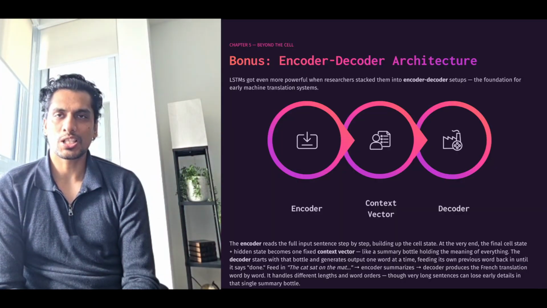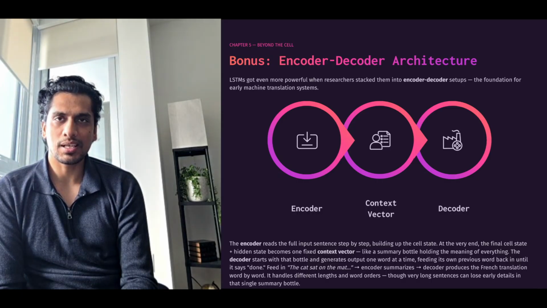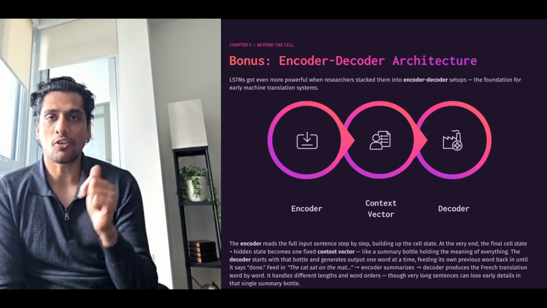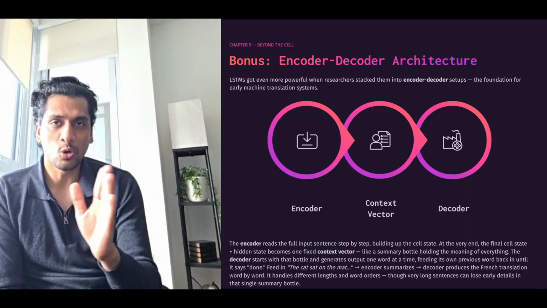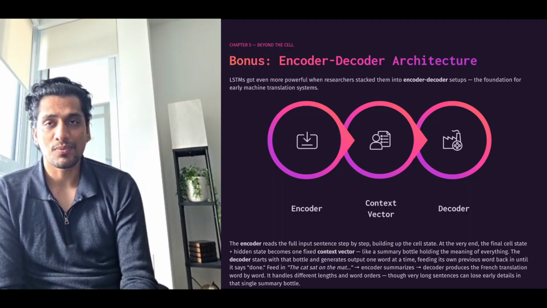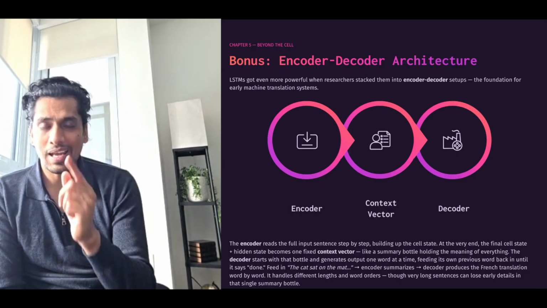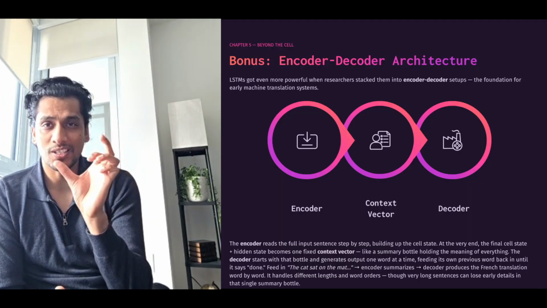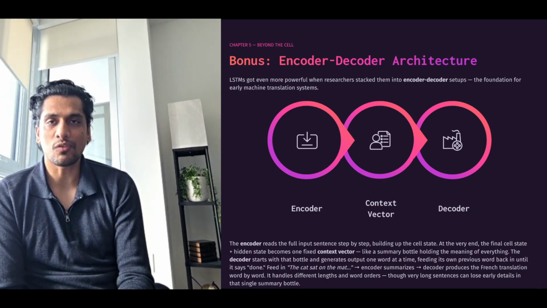Before we close, there's a quick bonus. LSTMs got even stronger when people put them in encoder-decoder setups. Now, encoder-decoders are actually very important because that also acts as the base of transformers, which we'll be learning in the next video. Encoders read the whole input sentence step by step, building up that cell state conveyor belt. At the very end, the final cell state plus the hidden state becomes one fixed context vector. It's like the summary bottle that holds the meaning of everything.